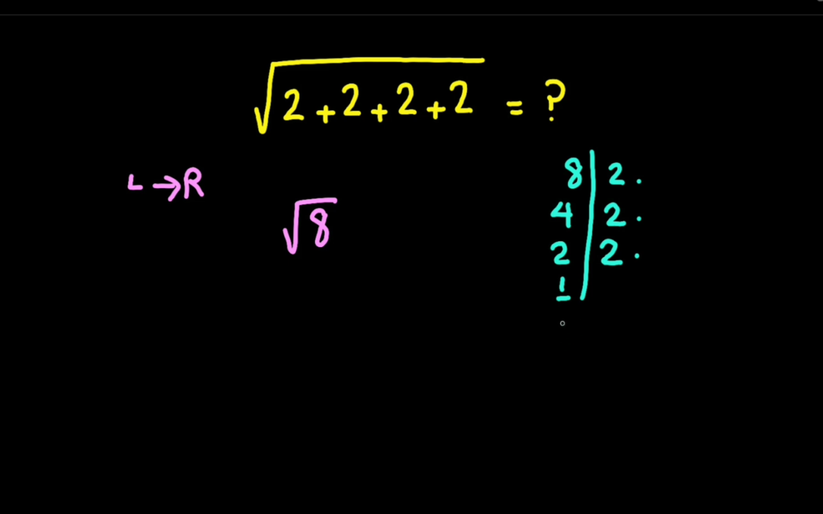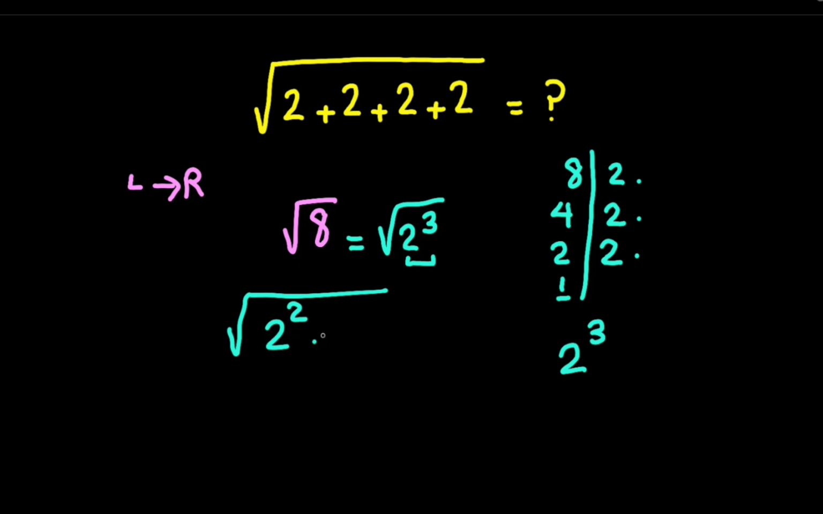And we can write this expression like this: 2 to the power of 3. So this expression is equal to radical 2 to the power of 3. So we can simplify this 2 to the power of 3 as radical 2 to the power of 2 times 2 to the power of 1.